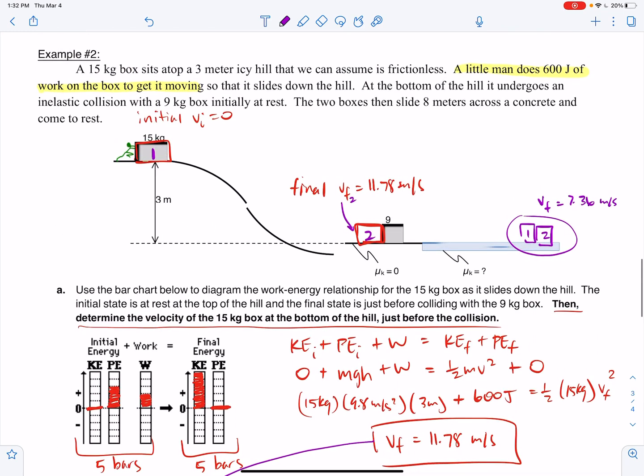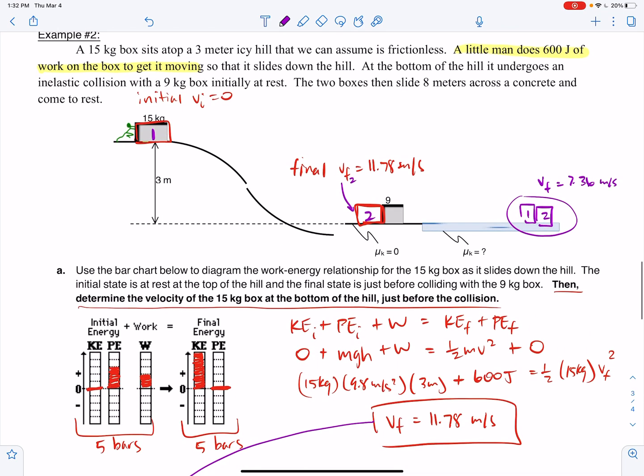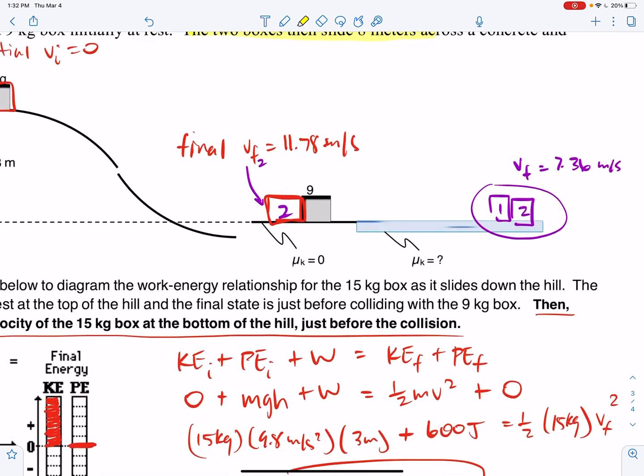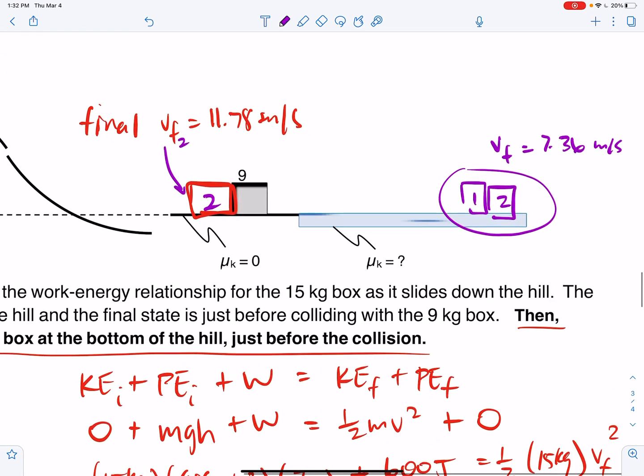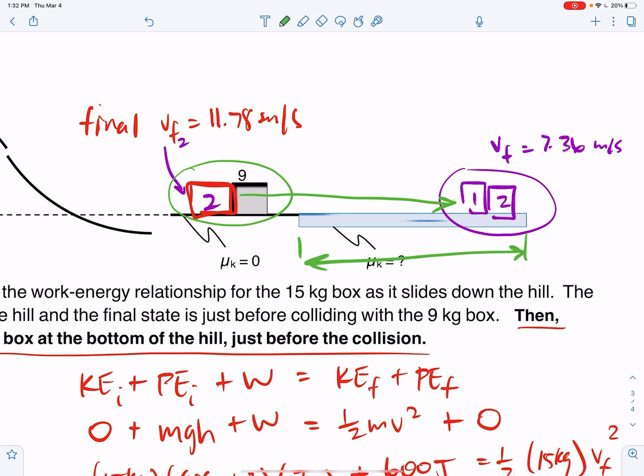Now, we need to grab another piece of information that we might have overlooked before, which is that the two boxes slide 8 meters across the concrete slab, okay? So as I move from this collision moment to then here, when they slide across, they're going to be sliding a distance of 8 meters. It's an 8-meter slide, okay?